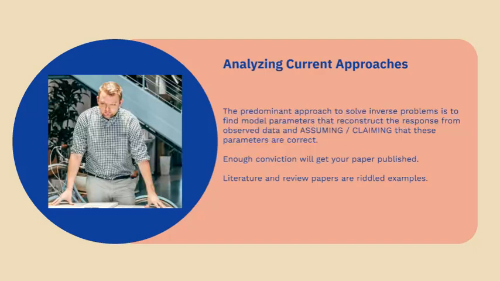So in essence, if you do this with enough conviction, claiming that the parameters are correct, you can even get your paper published. As a matter of fact, literature is riddled with examples of review papers and inverse papers that did exactly just that. Just find a set of parameters and then move on and pretend it's correct. But it's not sufficient. We now have enough conceptual understanding to understand that there might be multiple parameters. And if you don't find the correct ones, we actually haven't solved anything.